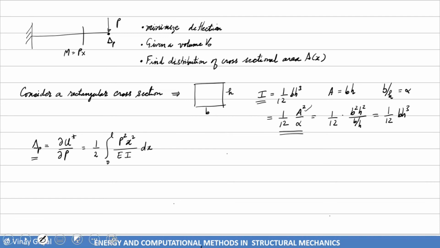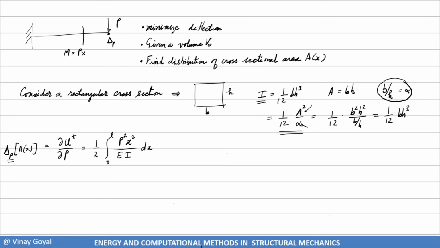I want to find A, and alpha is the ratio of B over H, which I'm keeping constant, so that way I have a prismatic beam, basically. To accomplish that, since I want delta P to be minimized, I have to minimize this. Let's look at what I have now. So delta P now is a function of A, which I don't know. Therefore, delta P actually is a functional, which we've never seen before.